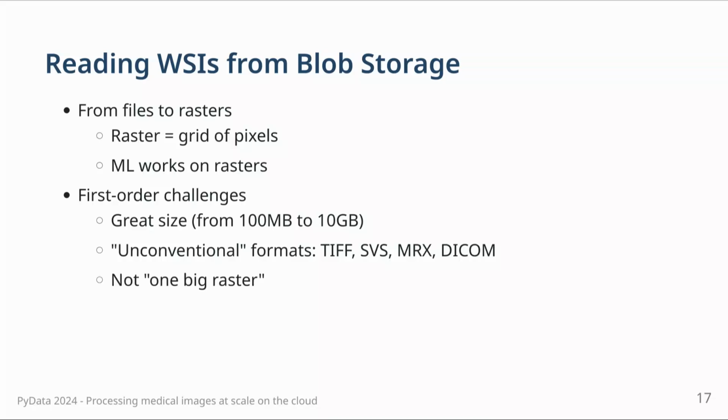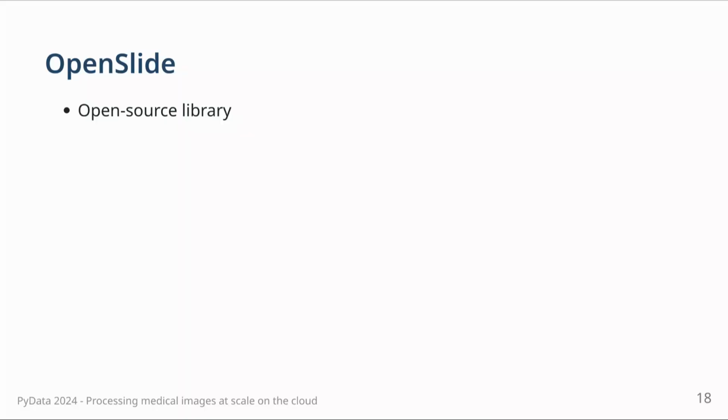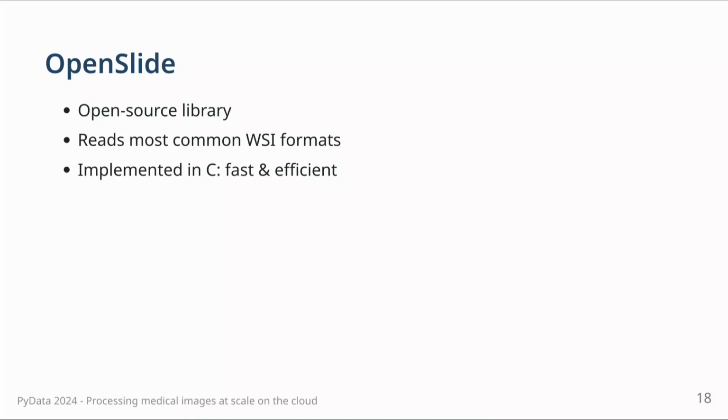And yeah, so you don't want to have one big raster. You also want to process in regions and/or patches. The library we mainly use in that field is OpenSlide in Python. It's open source, which is great. And it reads most of the whole slide image formats. Yay. It's implemented in C. I love that. It's fast, it's efficient, and it has Python bindings, which is really easy to use.